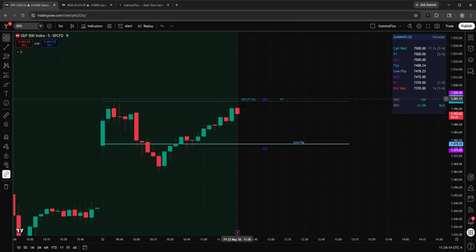Right now, we see a call wall. CW stands for call wall. It's also listed up here as 7,500.